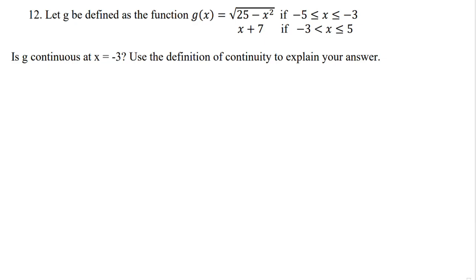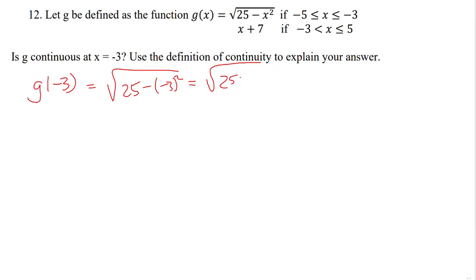All right, for number 12 here, we have this piecewise defined function g of x. And we want to know if g of x is continuous at x equals negative 3. And we want to use the definition of continuity to explain our answer. So first of all, the definition of continuity says that g of negative 3 has to exist. Well, that means I need to plug it in where the x values are allowed to be negative 3. So that'd be into root 25 minus x squared. So that'd be the square root of 25 minus negative 3 squared, or the square root of 25 minus 9. Well, 25 minus 9 is just 16, so that's 4. So g of negative 3 definitely exists.